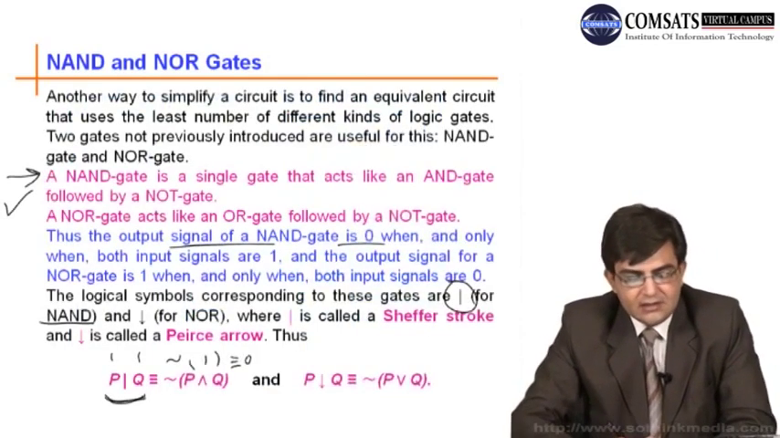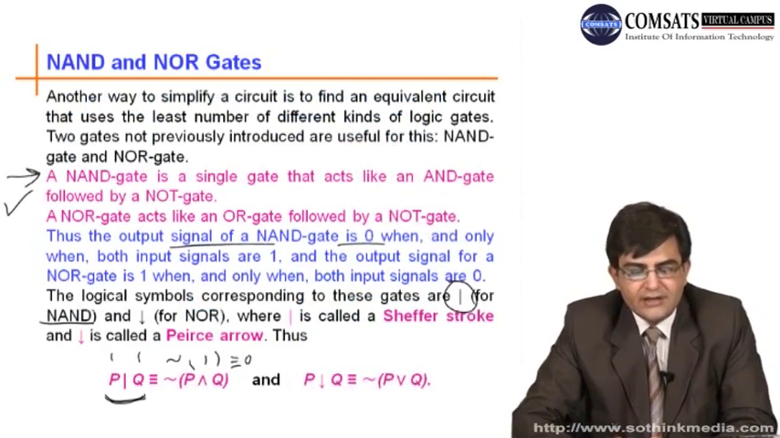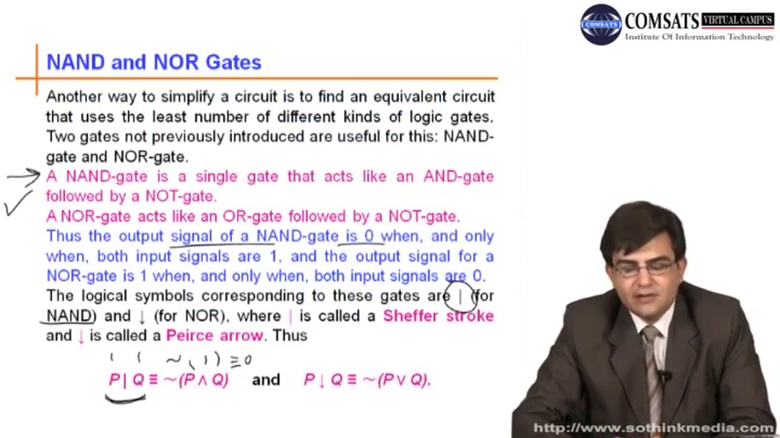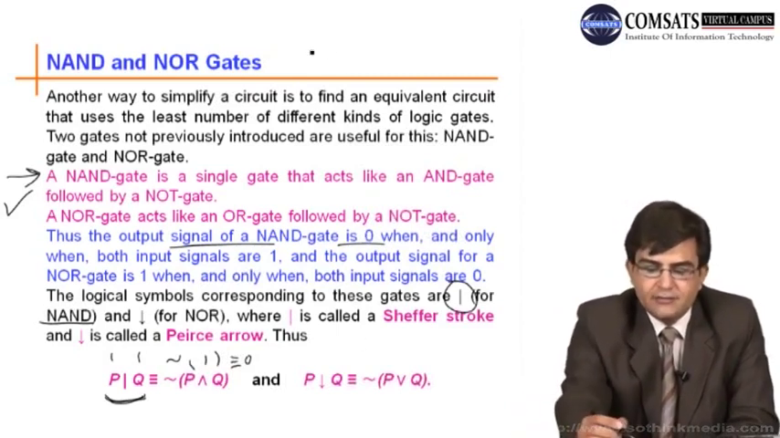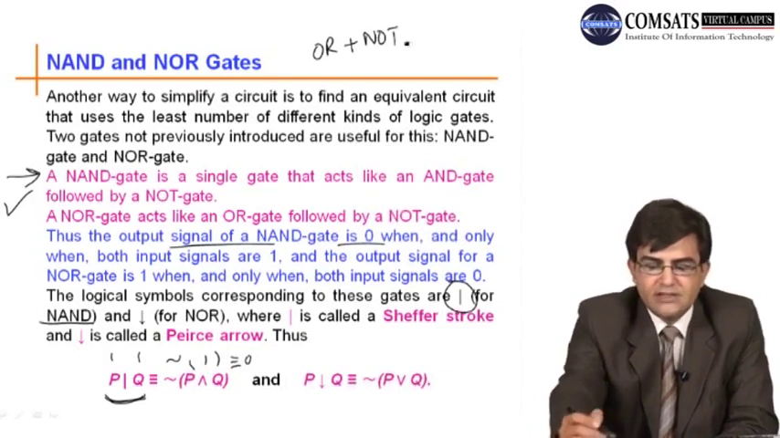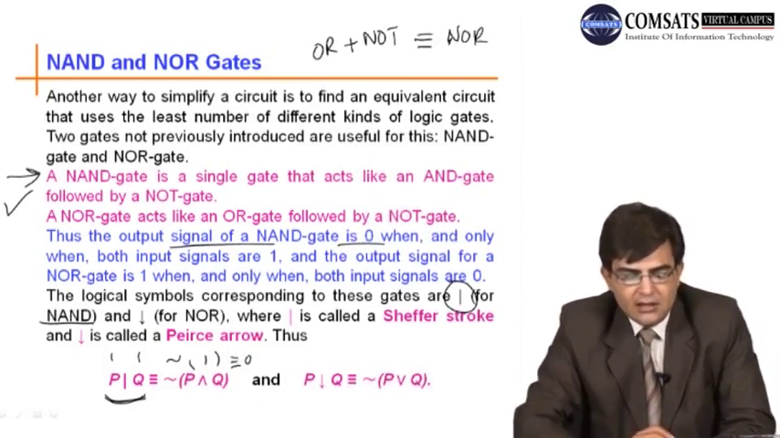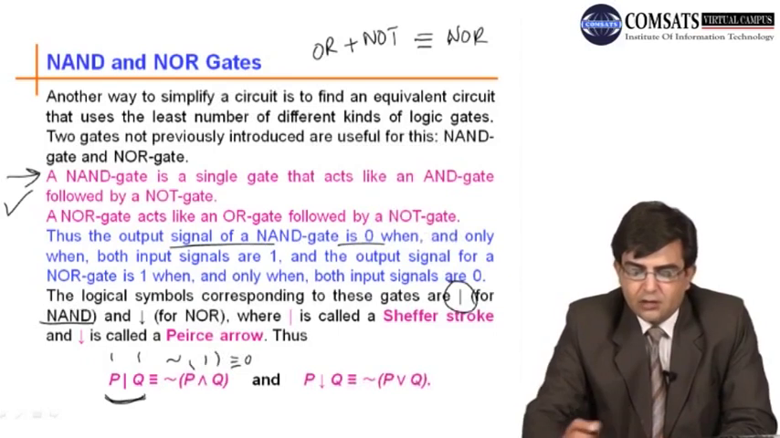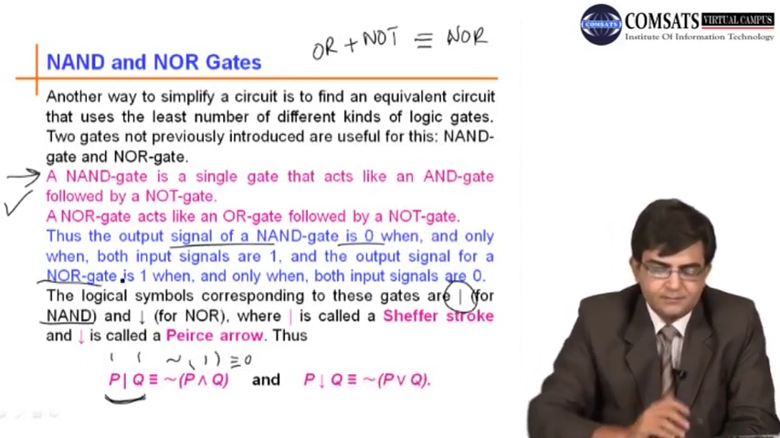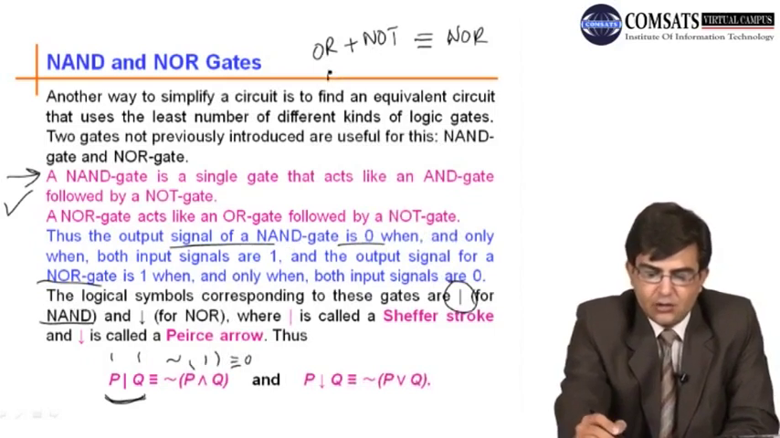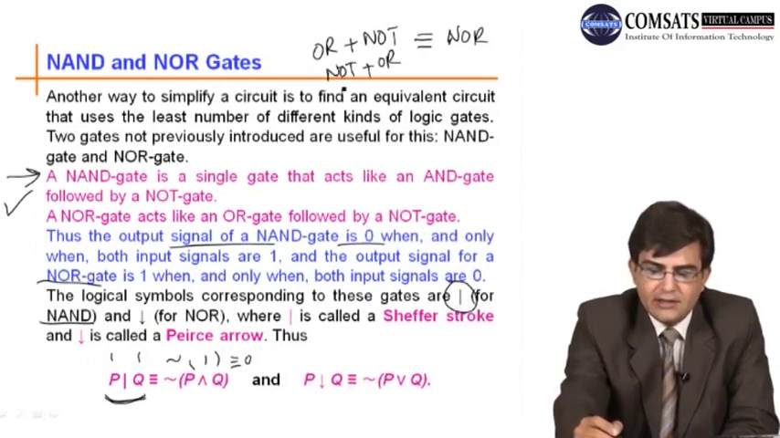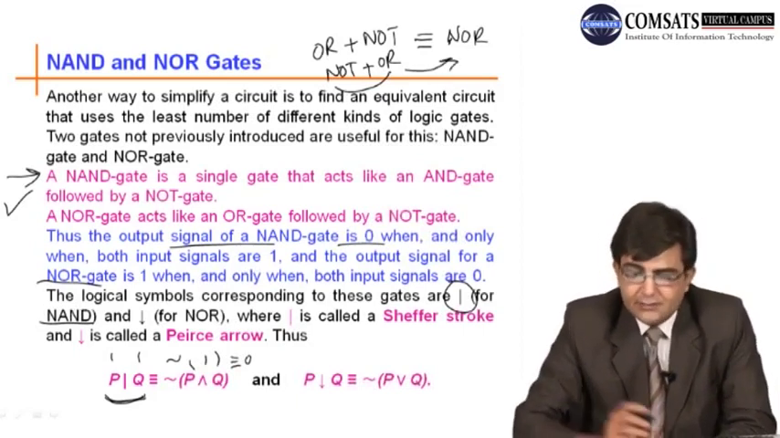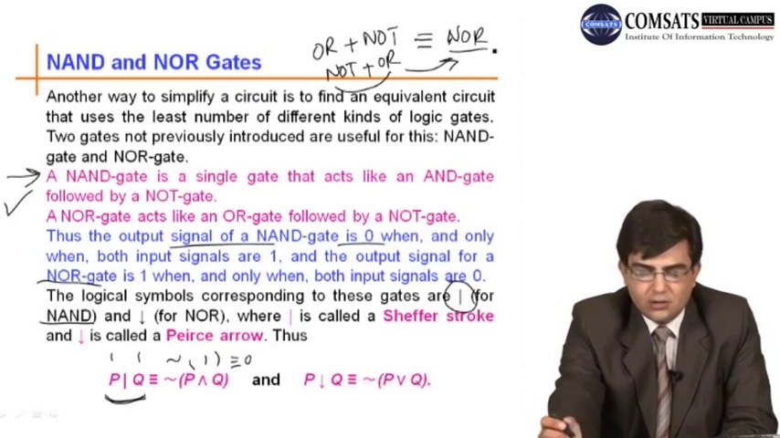And next, what is the NOR gate? A NOR gate acts like an OR gate followed by a NOT gate. That is, if we add up OR plus NOT gate, that is NOT plus OR, this will give us the NOR gate. And what are the outputs of this gate? Output signal for a NOR gate, this is basically NOT plus OR. NOR is basically the abbreviation of NOT plus OR.